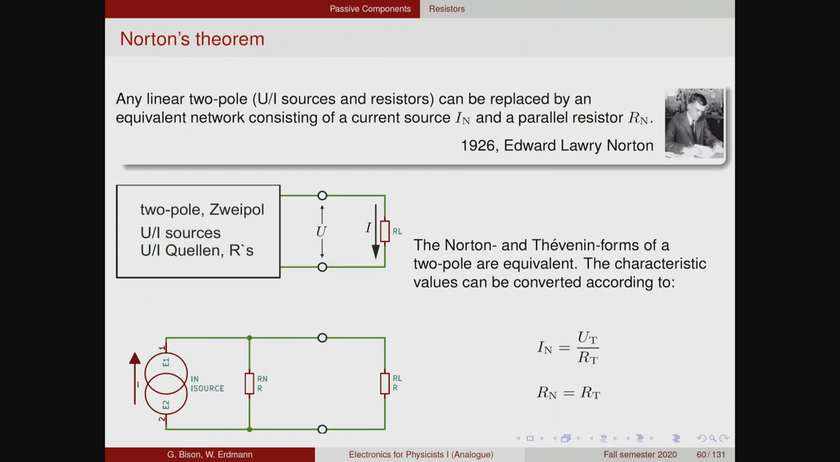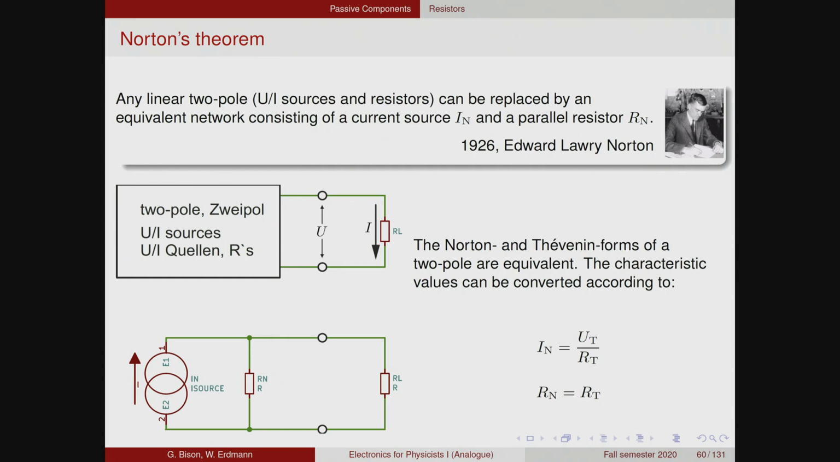So again, we have changed from voltage to current. We have changed from serial connection to parallel connection. And then it's easy to see that the components that you need in this equivalent circuit are related. So you can express the Norton current as the Thevenin current divided by the Thevenin resistor. And interestingly, it's the same value of the resistor that you need in this parallel configuration than we had before in the serial connection. Okay, so these are the 2 basic forms for a linear source that you can have.